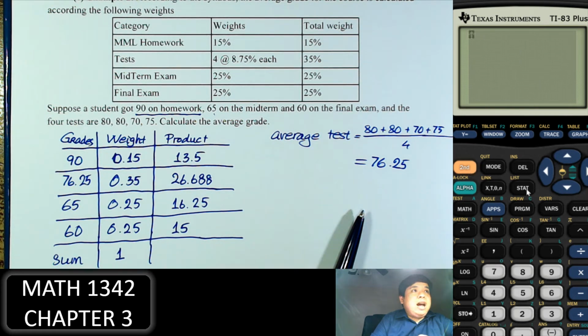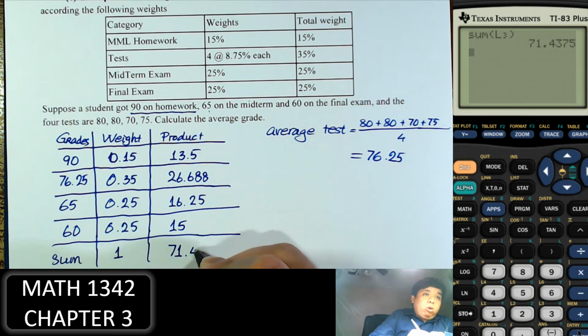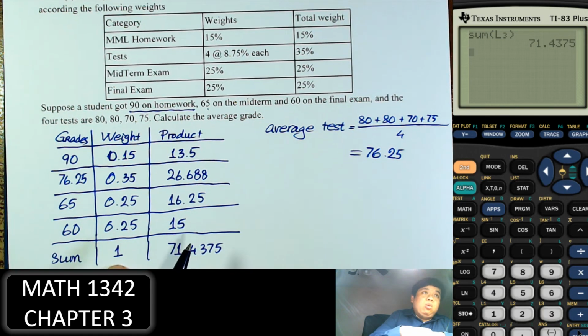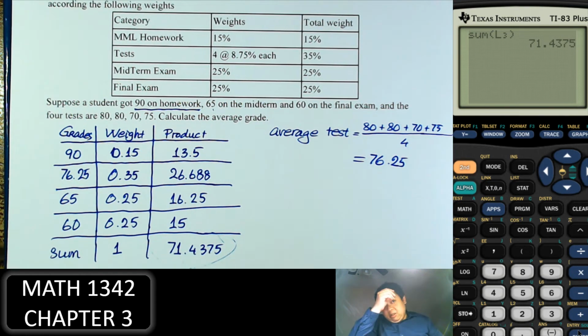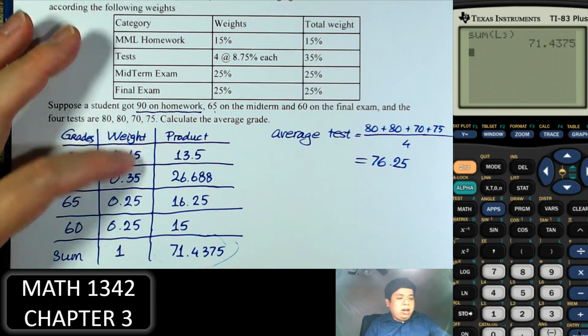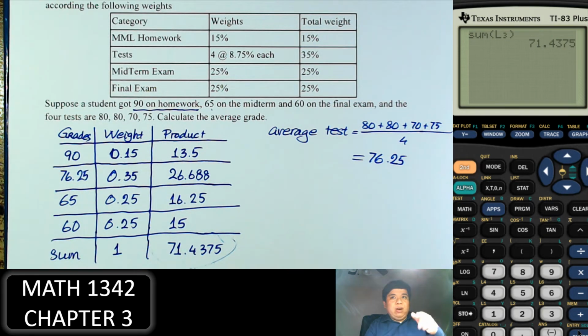So second stat, go to option math, option number 5. Once again, second stat, go to math, option number 5. The sum. All of that in L3. 71.4375. Of course, and after that we divide by the weight. Divide by 1, still itself. So the average is 71.4375. Of course, you can put that in L1, L2, and then one variable statistic, L1, comma, L2. So pretty much that.